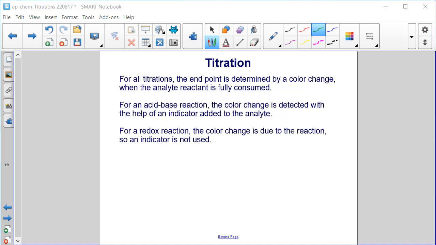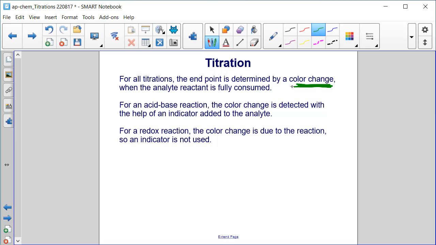For all titrations, we determine the end point by a color change when the analyte reactant is fully consumed. So we're going to measure, we'll see as we do our titrations, the color change happen. And as soon as that happens, we know we've reached our end point.